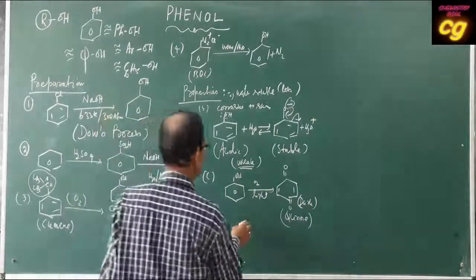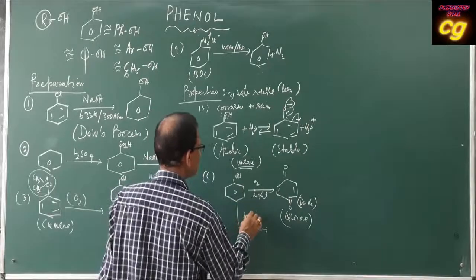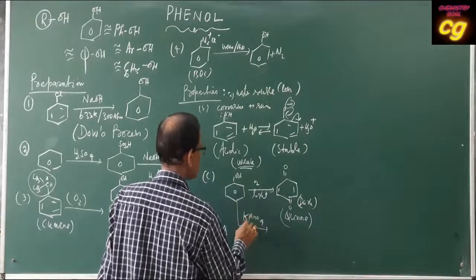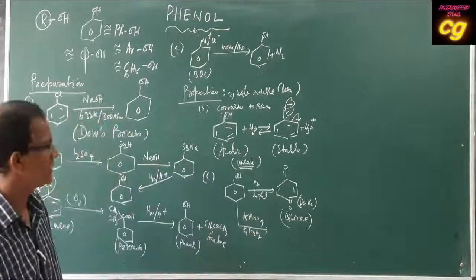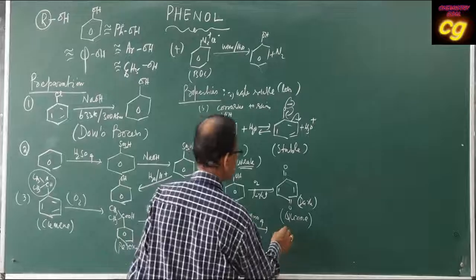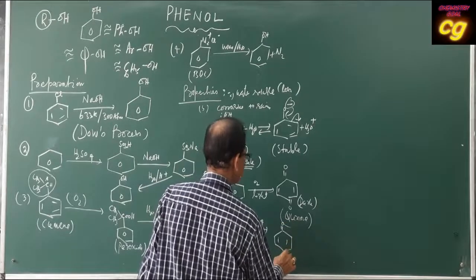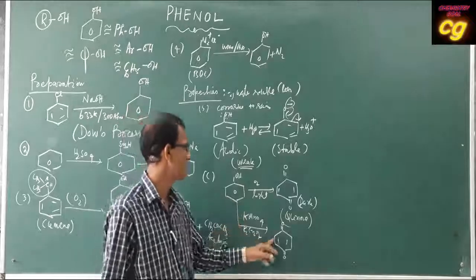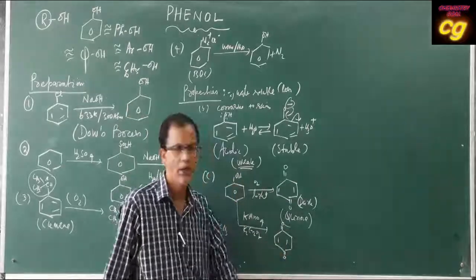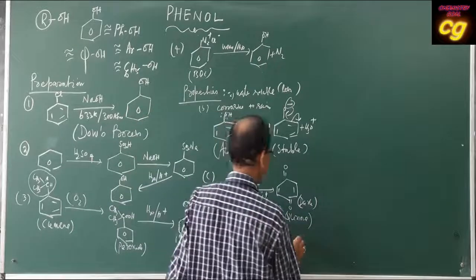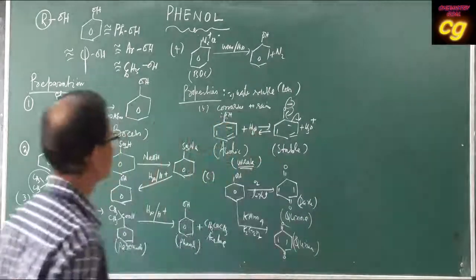And phenol can also be easily oxidized by KMnO4 or potassium dichromate. Potassium dichromate can oxidize phenol to what? The same benzoquinone. This is catalytic oxidation. This is aerial oxidation. Aerial oxidation and catalytic oxidation both will give benzoquinone, that is quinone. A dark substance will be produced.